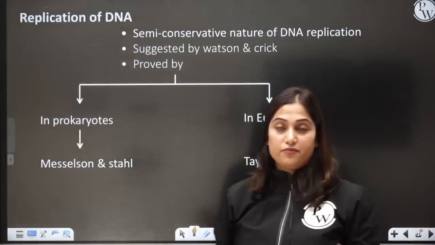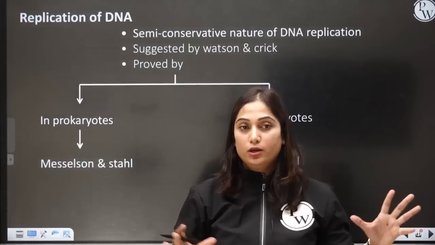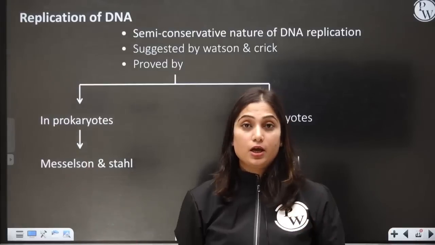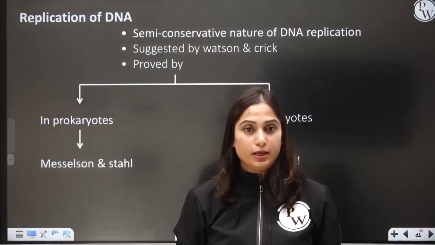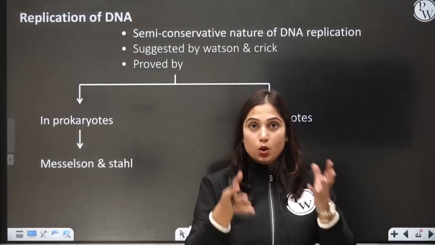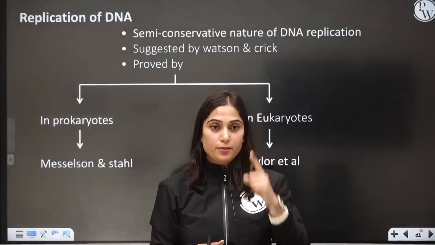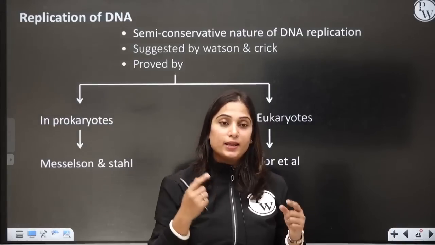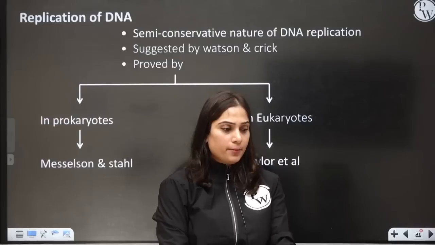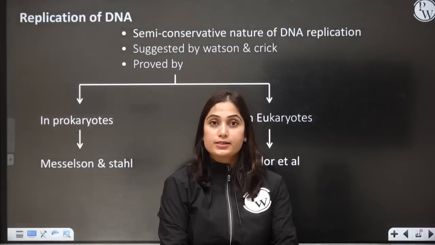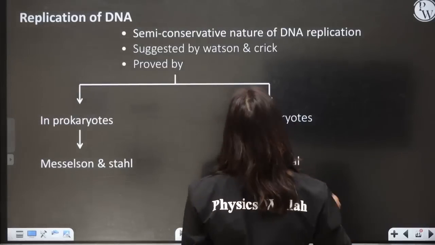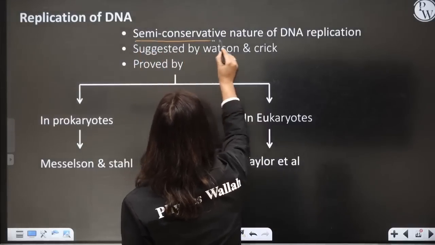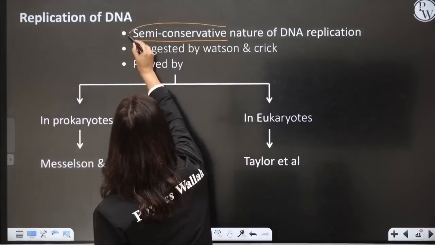Now, we have discussed the biochemicals involved in this chapter. Now let's discuss a very important process, that is replication of DNA. What is the meaning of replication? When one copy of DNA makes its 2 copies, that is replication of DNA. But before that, let's discuss the nature of replication. The nature of DNA replication is semi-conservative. What is the meaning of semi-conservative?